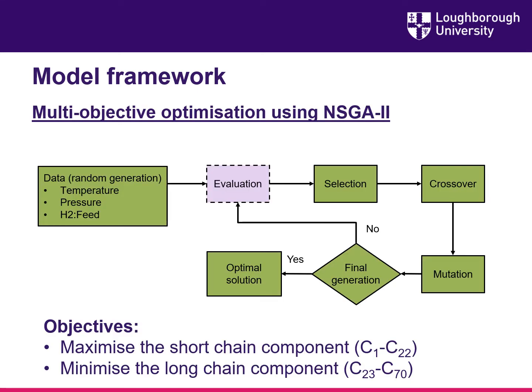So that was the hybrid surrogate model, and now is the second part of the model framework, which is multi-objective optimization. This diagram shows the flow chart of the optimization using the NSGA algorithm. The previous well-trained hybrid model will be used as the evaluation function in this multi-objective optimization. In this project, the objectives are to maximize the short chain component from carbon 1 to carbon 22 and to minimize the long chain component from carbon 23 to carbon 70. These objectives will be optimized at the same time.